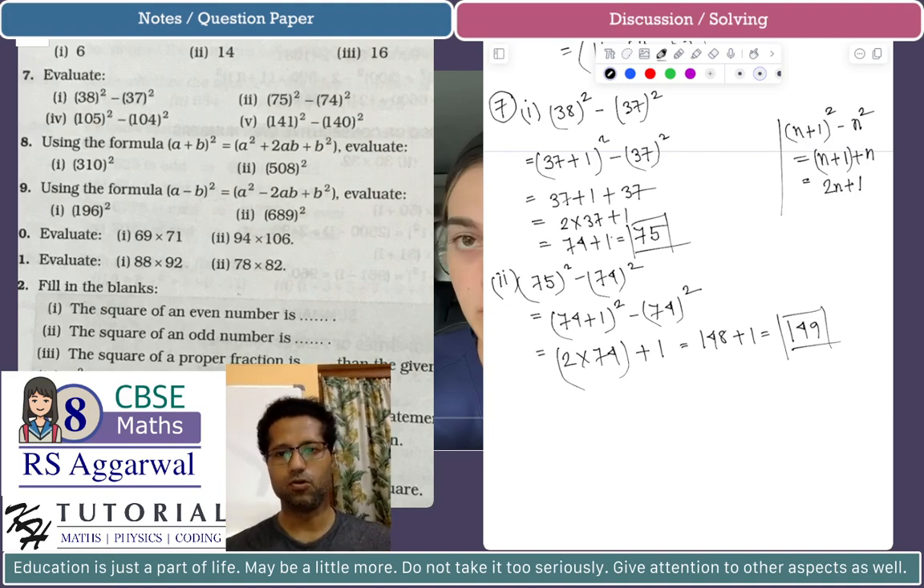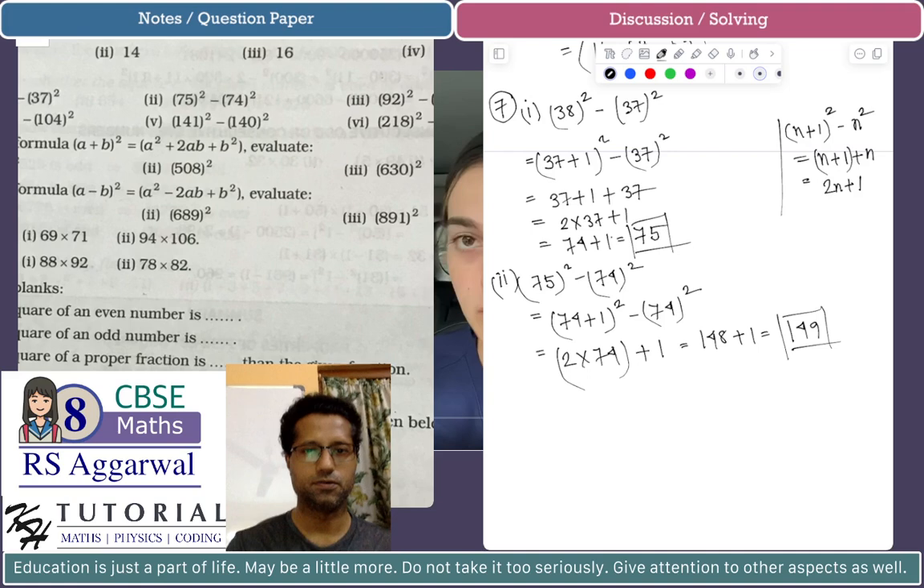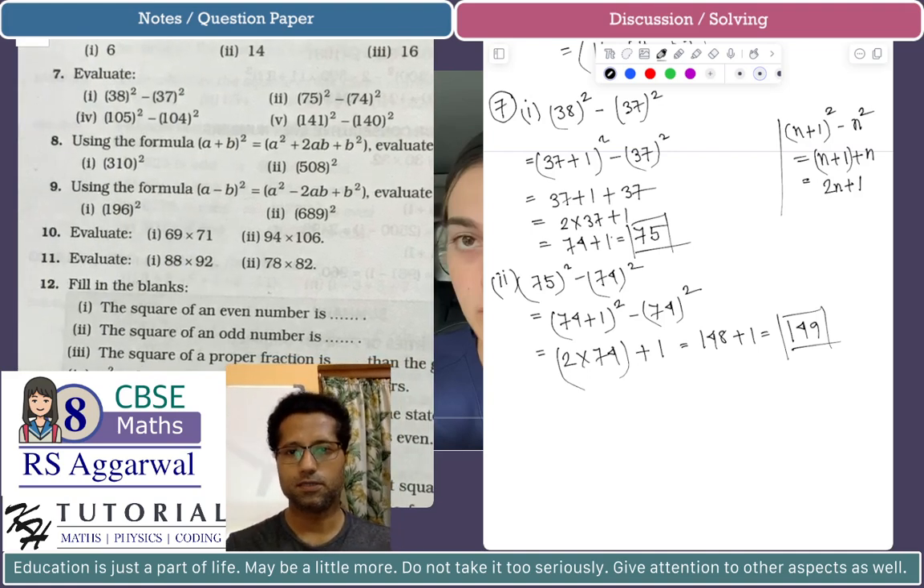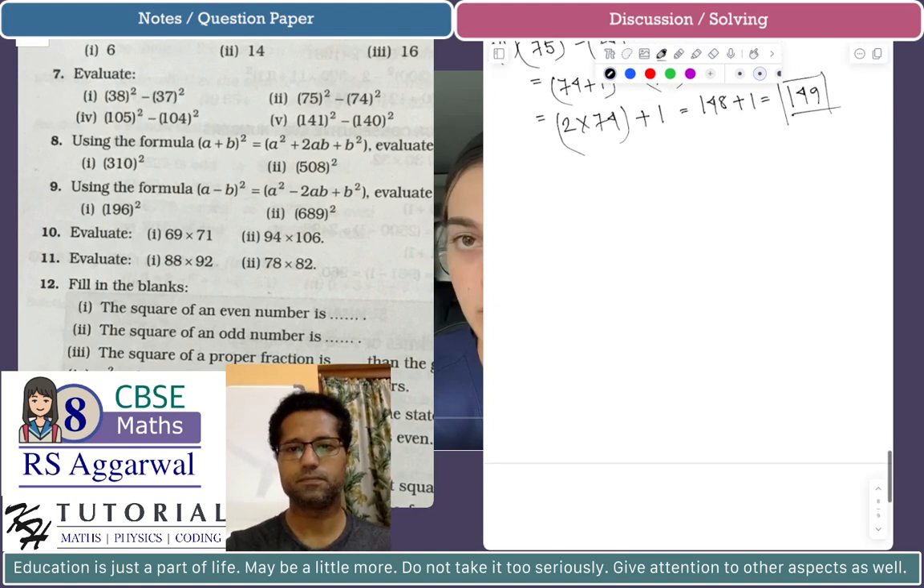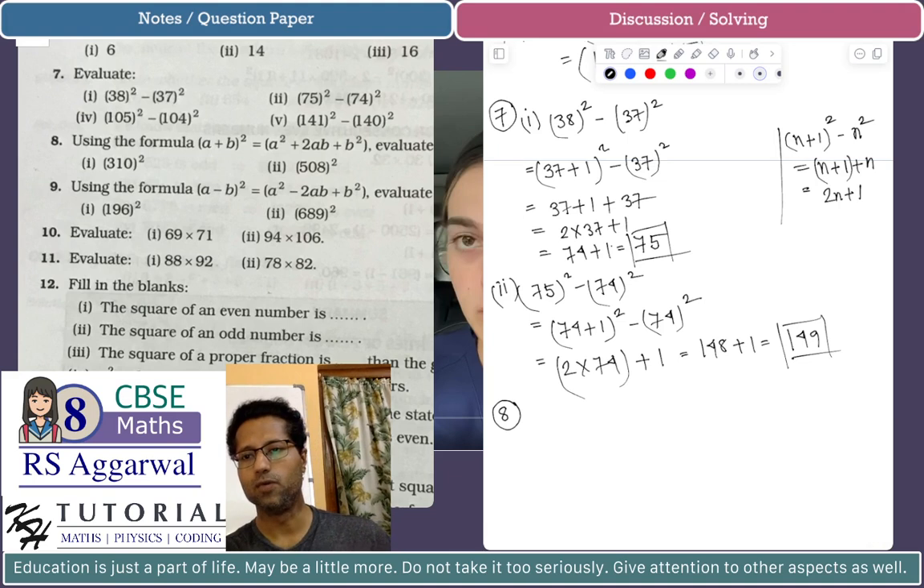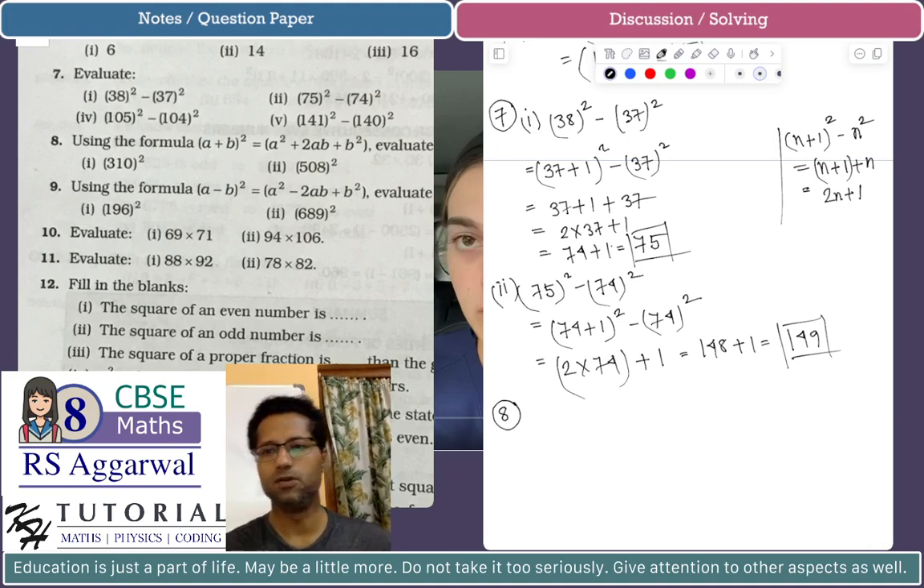I hope you got the concept, the idea of how to solve this problem, so I am not doing part 4 and part 5. Also there is part 3. They are all the same. Okay, let's move on to question number 8. So remember that n plus 1 whole square minus n square is 2n plus 1. In the textbook it is written as n plus 1 plus n, which is essentially 2n plus 1.